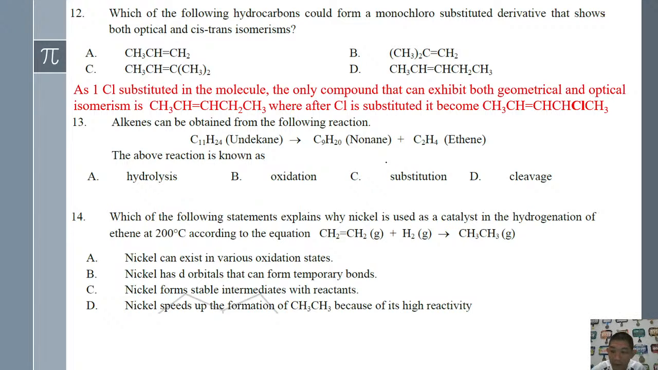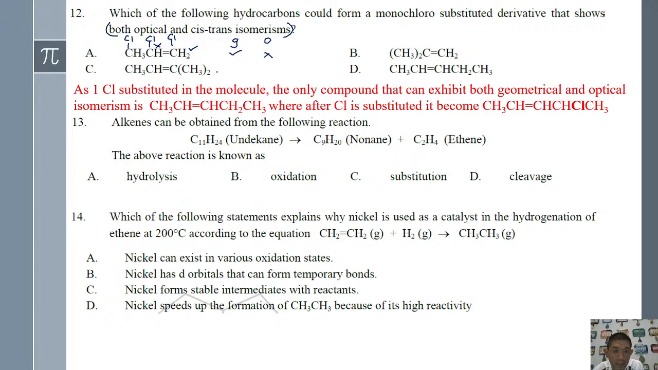So if you can imagine that if you were to substitute anywhere from here, let's say you substitute chlorine in here, okay. So now if you substitute any of the chlorine here, this can give geometrical but cannot give optical, isn't it? You can give geometrical but cannot give optical, so we want both geometrical and optical. So geometrical can, optical cannot.